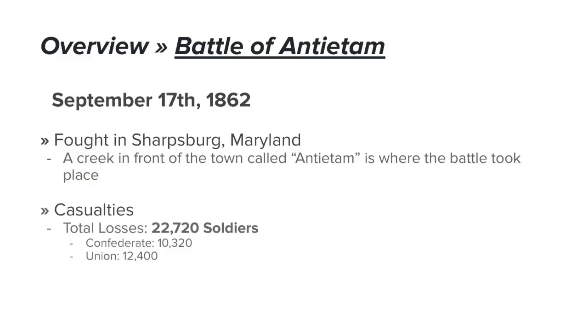This battle was fought on September 17th in 1862 in a town called Sharpsburg, Maryland. Basically, there was a creek in front of the town that was on a farm named Antietam, and so it is called the Battle of Antietam. This battle is famous for its amount of casualties. In total, there were 22,720 soldiers that were lost, and 10,320 of those were Confederate, 12,400 of those were on the Union side.